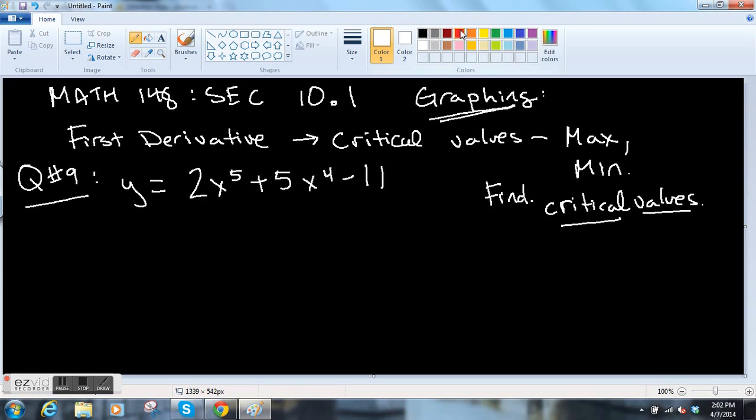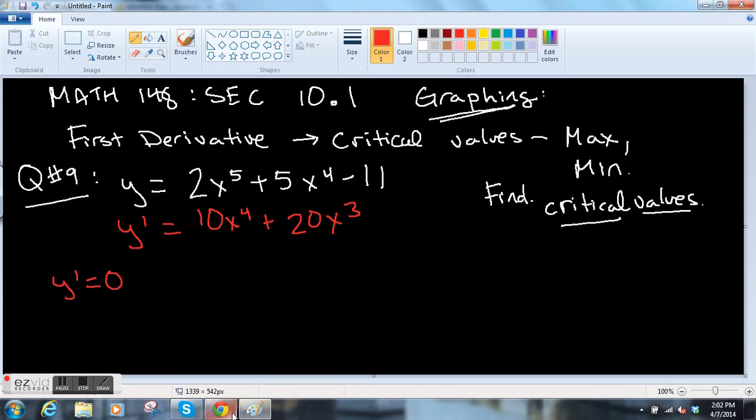So to find the critical values, you take the first derivative. So this is 10x to the 4th plus 20x cubed. See how those derivatives work? We just cruise right along. And now to find the critical values, you set the first derivative equal to 0.